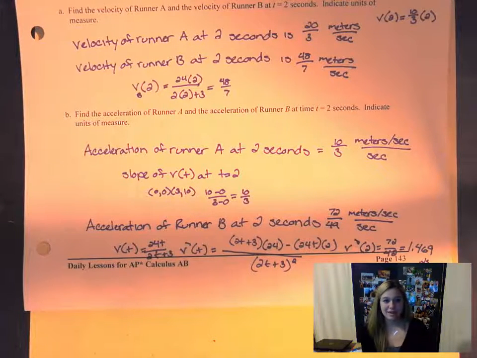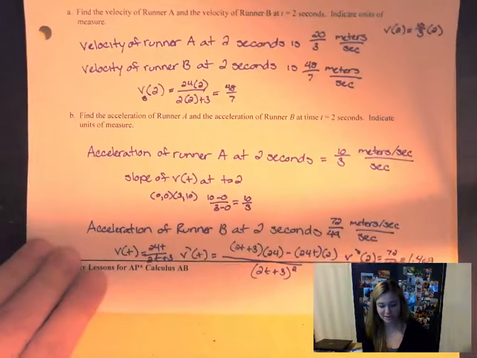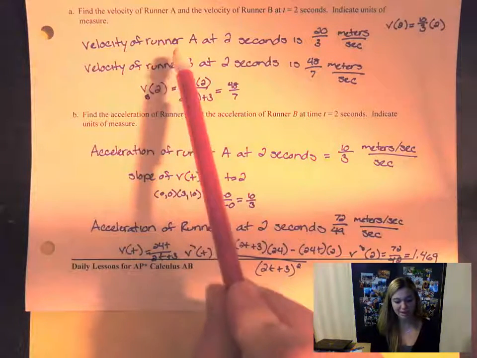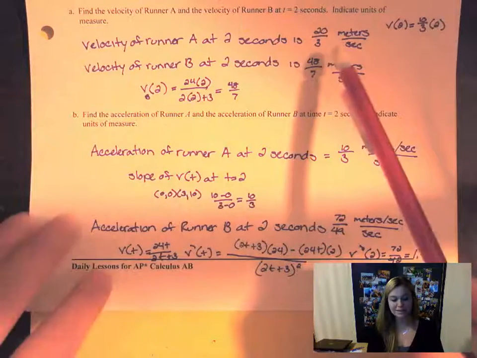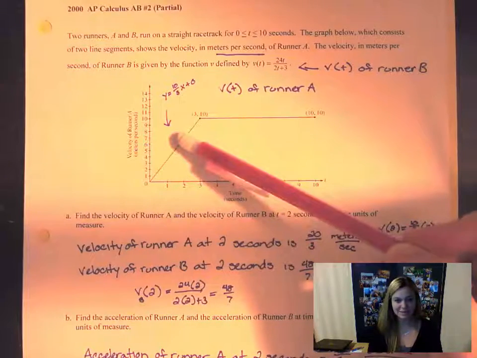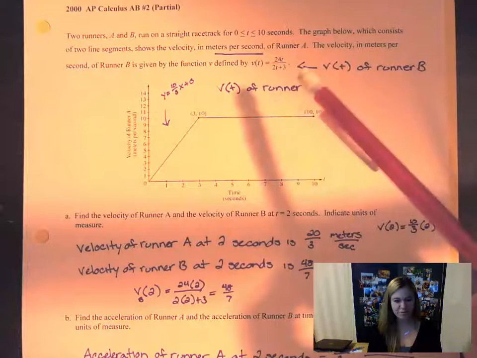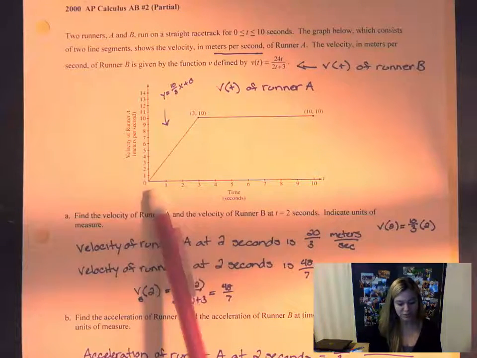In A, if it's asking me to find the velocity of runner A and the velocity of runner B at 2 seconds, this is simply finding the point, because the velocity of runner A, this was the graph that was given. So I go over to 2 and I find out what is the point, what is the y value. At 2, I can see that there's just a line, and it's not really clear what the y value is. It's somewhere around 7, but not quite at 7. And so what you need to do is figure out what is the equation for this line.